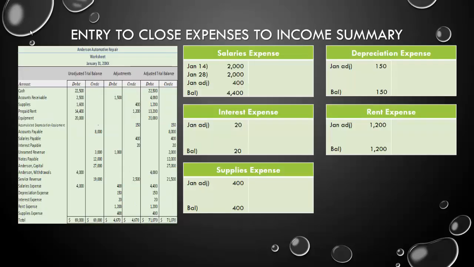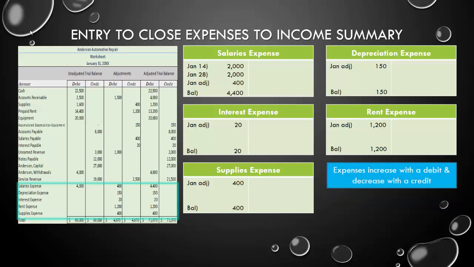In the second entry, we need to close our expenses to income summary. And you can see that Anderson Automotive Repair has the following 5 expenses. They have salaries expense, depreciation expense, interest expense, rent expense, and supplies expense, all with the following balances, which would be contained within the T accounts. These have to be reduced to 0. Well, how are we going to make that happen?